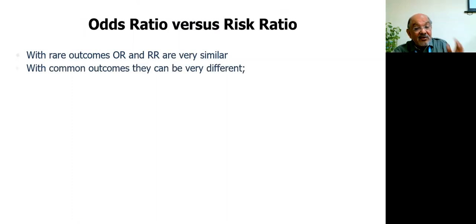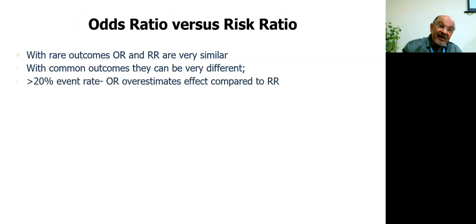When you have very common outcomes, they can be very different. If you have a very high proportion of people having the event, like more than 20% of the people had that outcome, then the odds ratio tends to overestimate the effect compared to the risk ratio. And you should always use risk ratios in RCTs when you have a very common event.